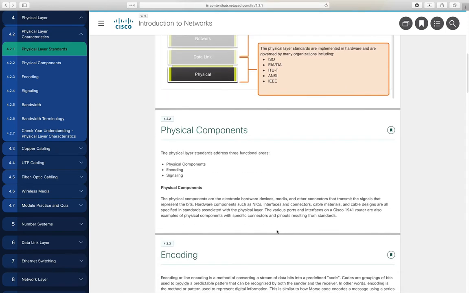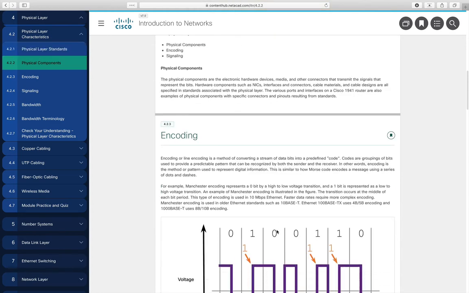If we talk about the actual physical components, which are the wires, the connectors, that type of thing. But we also have to have a way to encode our information into ones and zeros, and then we have to put those ones and zeros on the physical layer, which is referred to as signaling. So we're going to talk about encoding and signaling a little more.